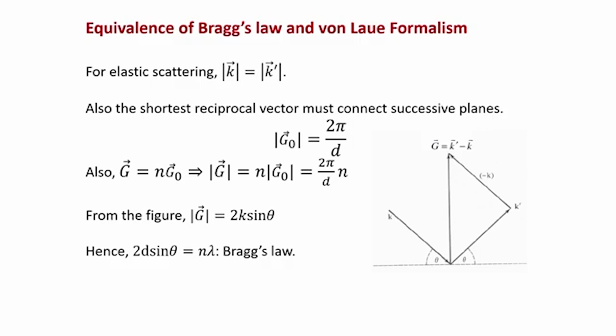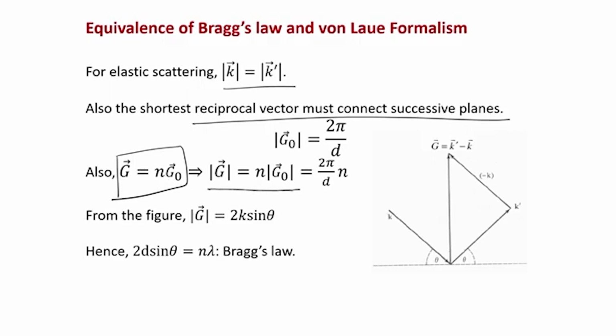Okay. So, we have seen that for elastic scattering k equal to k prime. The shortest reciprocal vector connecting different planes in the reciprocal space is G0 equal to 2 pi over d. So, the reciprocal lattice vector that we talk about here, or in the last slide, must be some integer times the smallest reciprocal lattice vector. So, G equal to n G0, which has to be equal to 2 pi by d into n, where d is the spacing between the different planes.